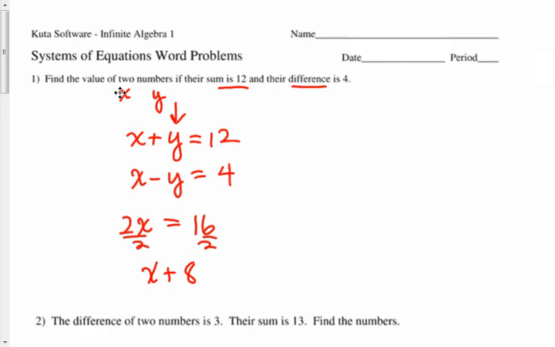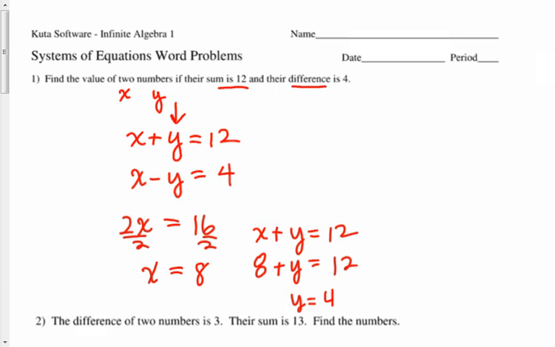And of course, there's one more solution, so we have to figure that one out. We know the two numbers add up to 12, and we know that x is 8, so we just have to figure out what number plus 8 is equal to 12, and of course, that's 4. So 8 and 4. The last thing you should do is check to make sure that their difference is 4, and 8 minus 4 equals 4, so we're good there. So the two numbers are 8 and 4.